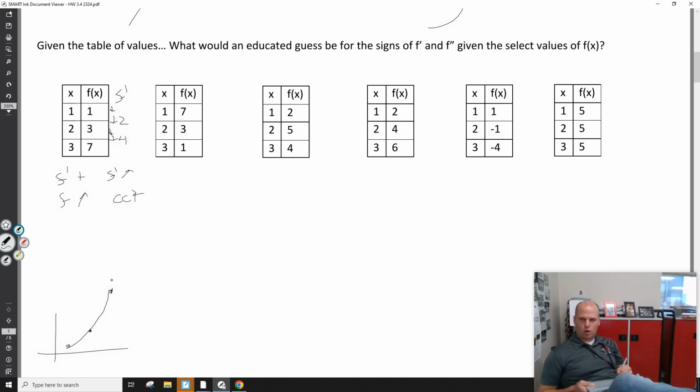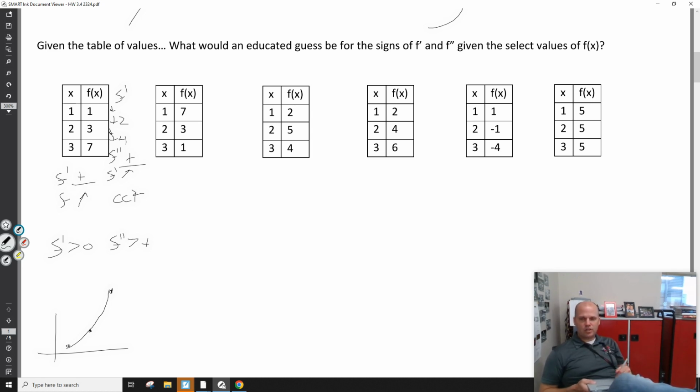So yes, it is what we kind of see, but again, the graph might be deceiving. Now here, we're asked for the signs of F and F prime and F double prime. You need to go that extra step of if your slopes are increasing, your second derivative is positive.